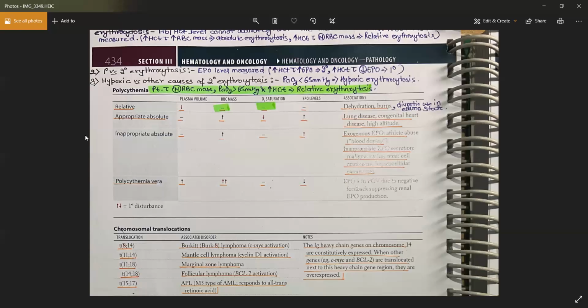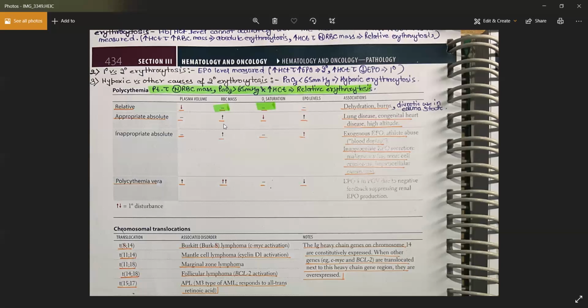Second is the appropriate absolute increase. Appropriate means it should be happening, right? The major cause includes a decrease in oxygen saturation. Because you have the hypoxia, your body will always try to compensate by increasing the RBC level so that more oxygen could be carried. So you will be having an increased level of RBC mass and the EPO levels will also be increased, like in case of high altitude, lung disease, congenital heart disease or heart failure. Regular exercise can also do that sometimes. And that would be the case for any cause in which you have an increased affinity of the hemoglobin for oxygen. In all of these causes, you will be having a high RBC mass.